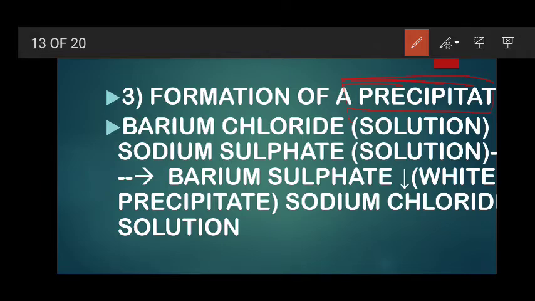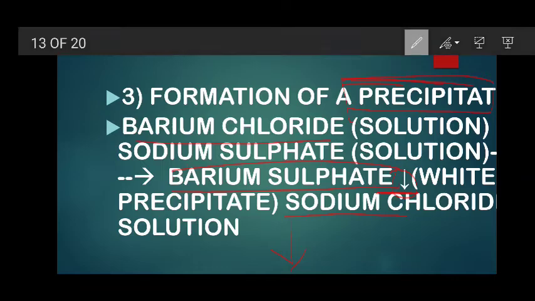Clear? So that is why I have marked it with the arrow. So you can see the arrow here. This arrow indicates that it settles down. So for example, I have given here barium chloride. When barium chloride reacts with sodium sulfate, it forms barium sulfate and sodium chloride. And here barium sulfate you will get as a white precipitate.